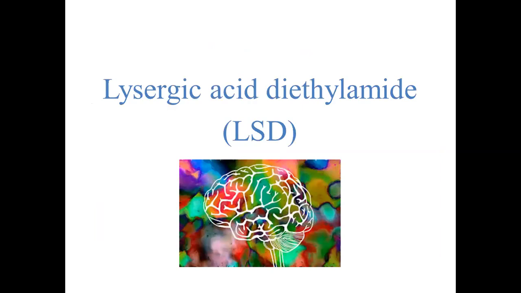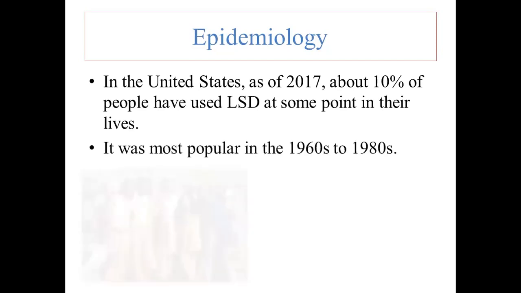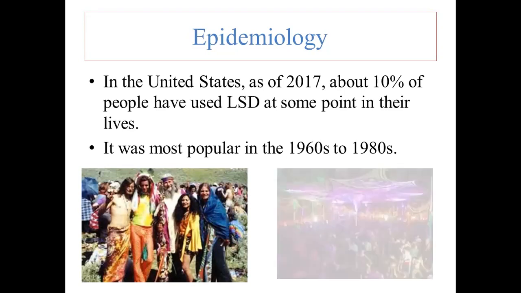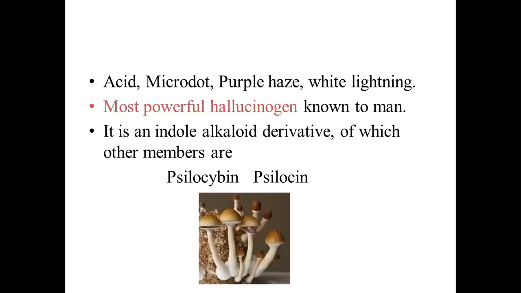Next, we talk about lysergic acid diethylamide, or LSD, and look into the epidemiology of LSD. In the United States, as of 2017, about 10% of people have used LSD at some point in their life, and LSD was very popular in the 1960s and 80s, as you can see in the picture. These were the kinds of consumers at that time, in the so-called hippie era. It is also known as acid, microdot, purple haze, and white lightning, and is the most powerful hallucinogen known to man. It is an indole alkaloid derivative, of which other members are psilocybin and psilocin.